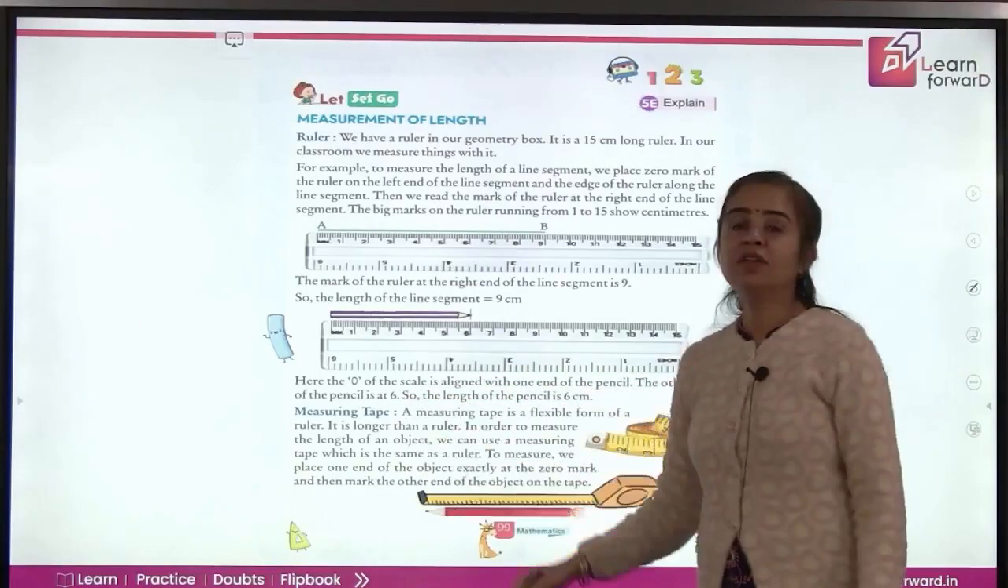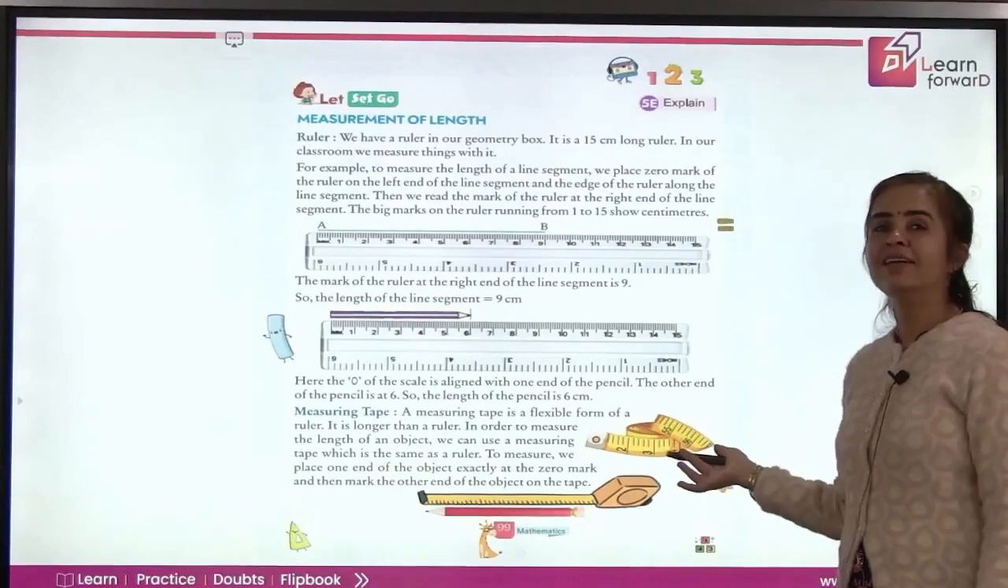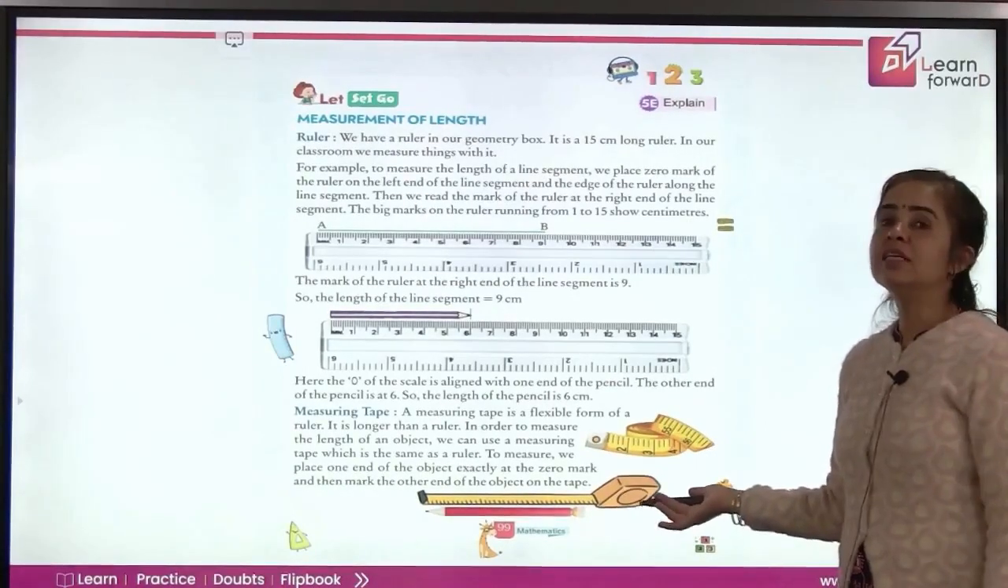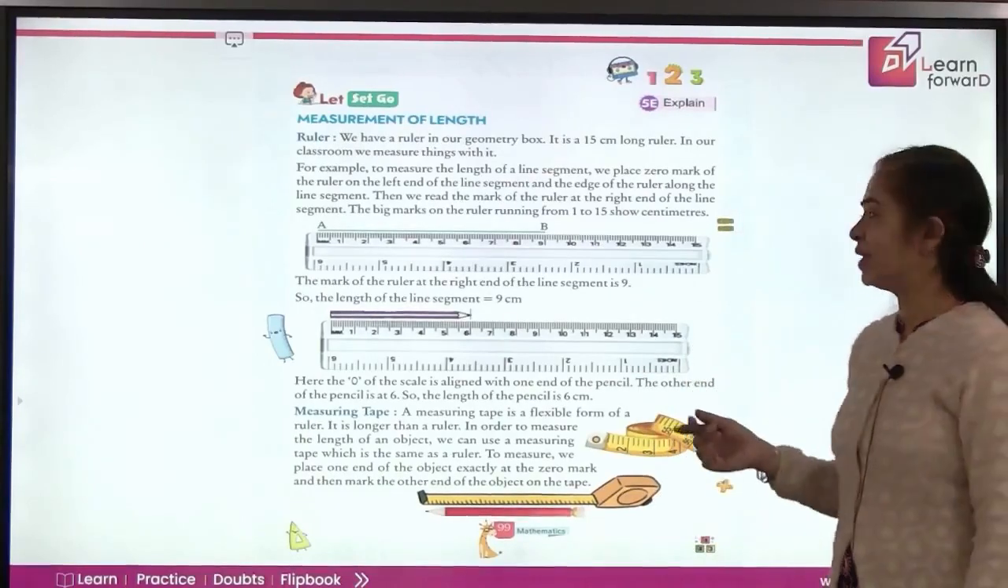Now, you have the measuring tape also. You would have seen such a tape. This one with a tailor, yes. And with whom do you see such tapes? These measuring tapes are used mostly in construction by the masons.